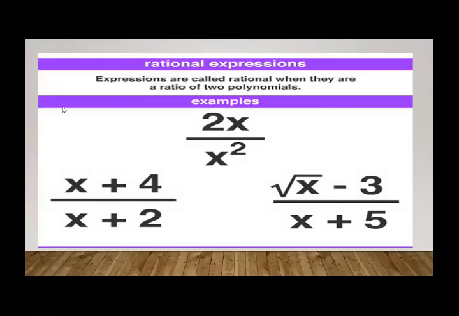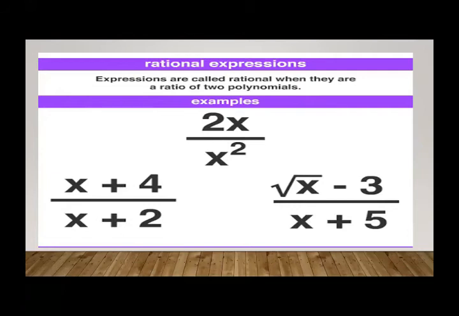Rational expressions. According to the definition we have discussed, expressions are called rational when they are a ratio of two polynomials. What does ratio mean? It is a relation of the same quantity, like 2x upon x square. We see in this example only one term is there in each one.